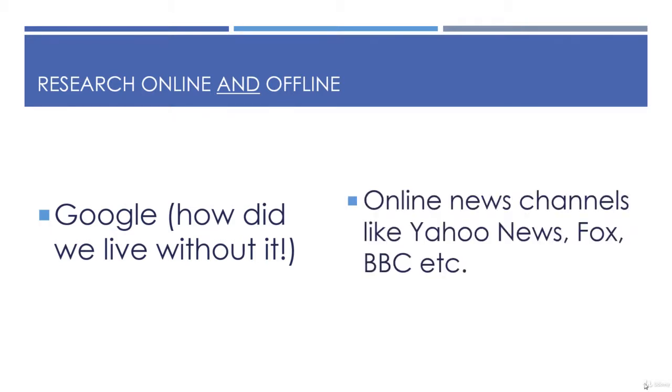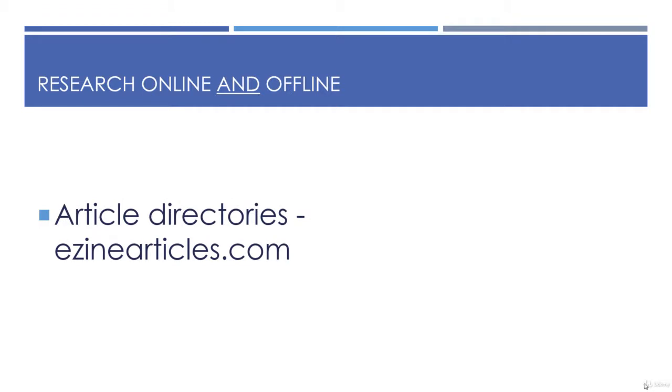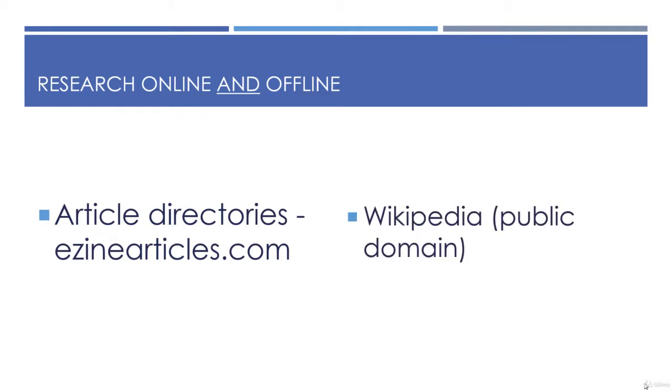And online news channels, we've got Yahoo News, Fox, BBC, CNN, and many, many more. Article directories, and one of the biggest ones, or the biggest one, is ezinearticles.com. You can in fact take entire articles without changing them at all to repost on your own blog. And Wikipedia, so any website that's what we call public domain, which means that you can take that information, including images, and you can repost that on your own website.